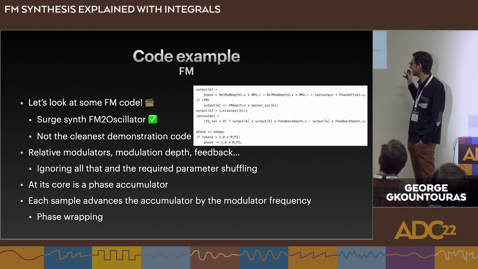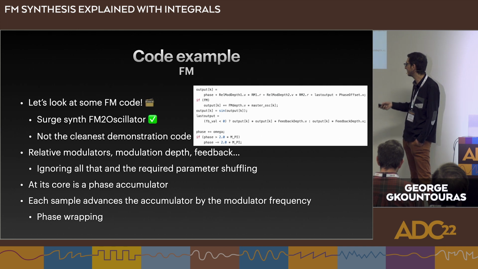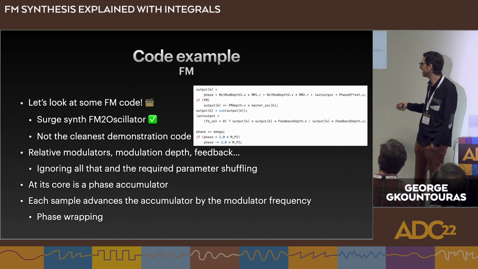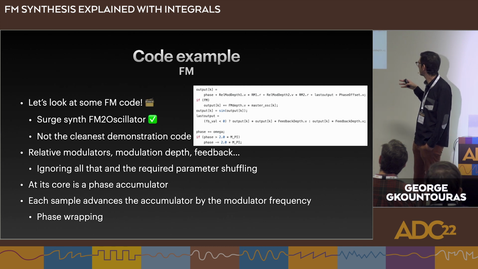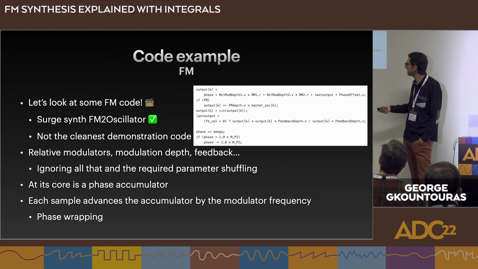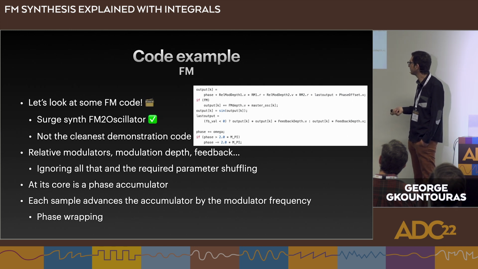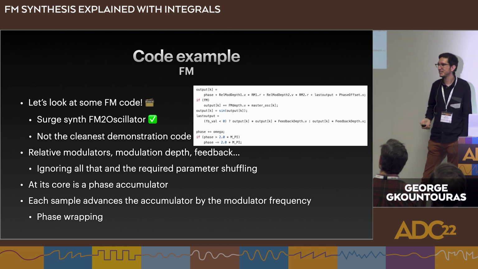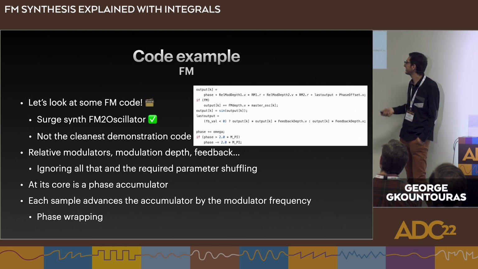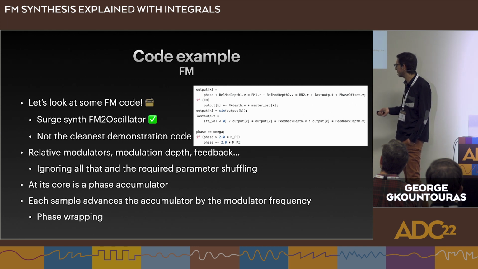This includes a lot of extra things that we don't care about at this stage, but you might want to look into, for example, modulation depth, feedback, and relative modulators. And there are also some parameters that come in, but basically the only important thing here is the first line, which is a phase accumulator. So we advance the phase depending on our frequencies, and this is frequency modulation. And we also have to remember to wrap the phase.